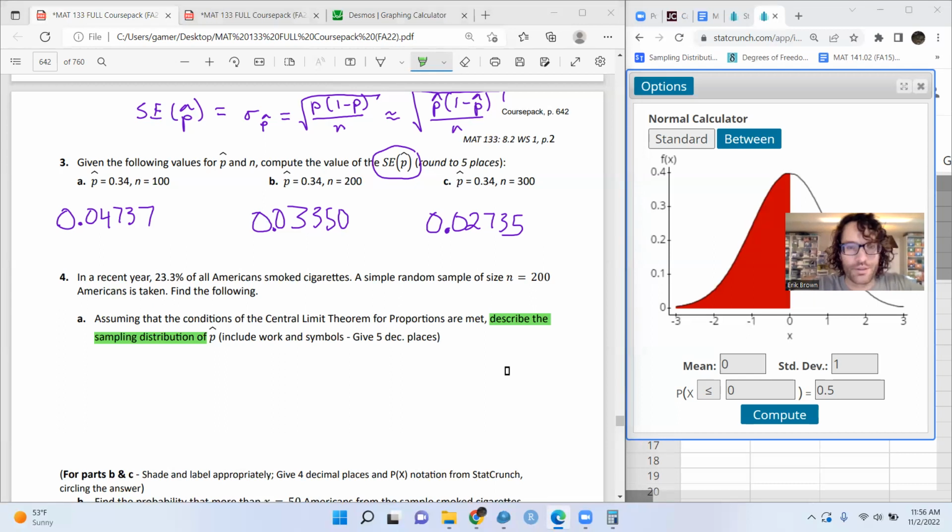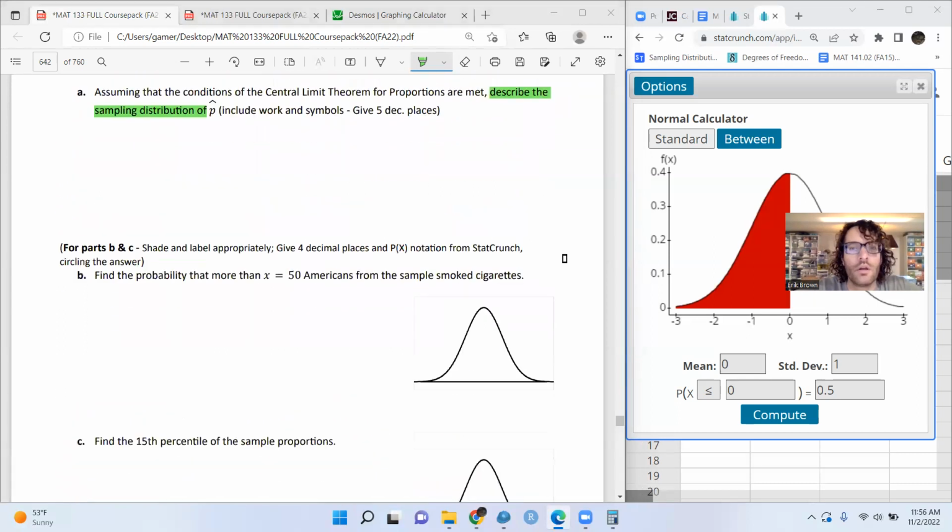All right, my timer just went off too. So let's see. What'd y'all say for the shape?